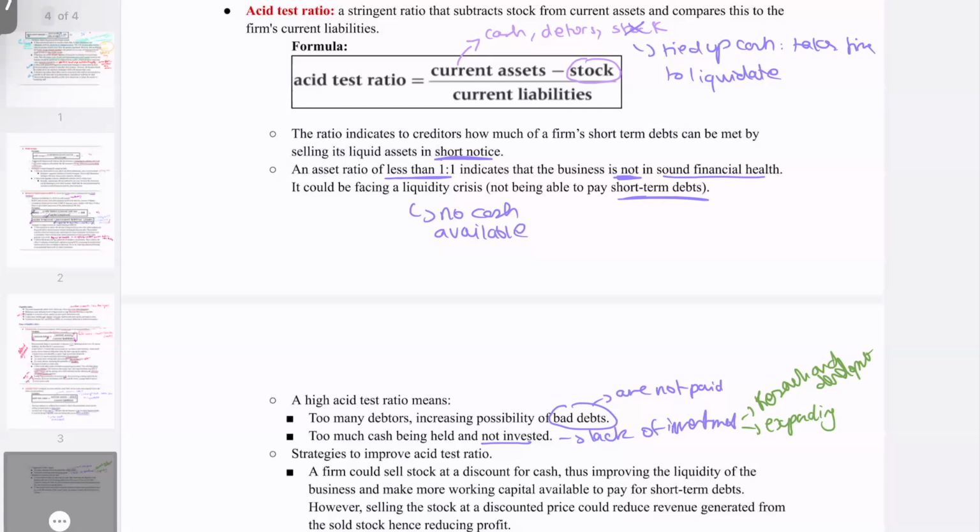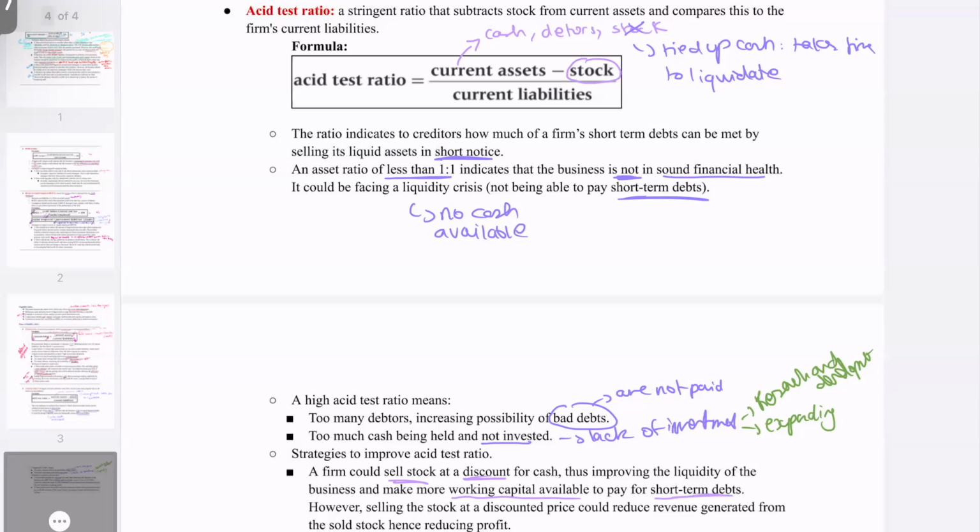So now, strategies to improve the acid test ratio. A firm could sell stock at a discount for cash, thus improving the liquidity of the business and making more working capital available. Working capital is the capital you use to pay for your day-to-day expenses and to pay for short-term debts, basically.